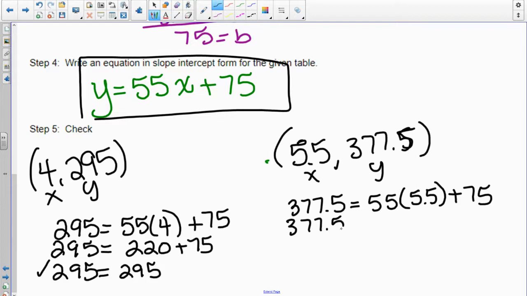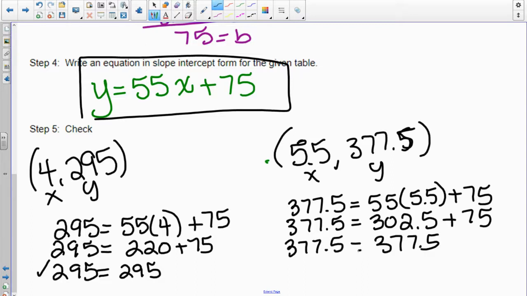So I'm going to multiply here 55 times 5.5, which is going to get me 302.5. Add it to 75. So I get 377.5. So both of these work perfectly, which guarantees that both of these points that are in the table, this is the linear equation that works for it.